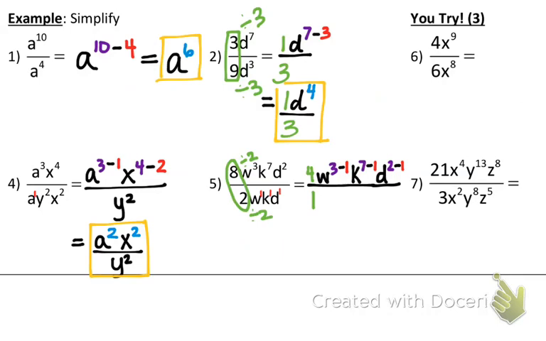So when we simplify this completely, we have 4w squared, k to the 6th times d. Now, since originally this denominator was just over 1, we don't necessarily need to write that in our answer. So we have 4w squared k to the 6th d.